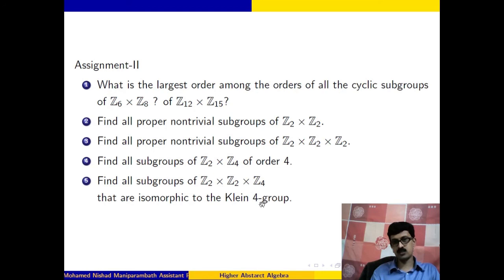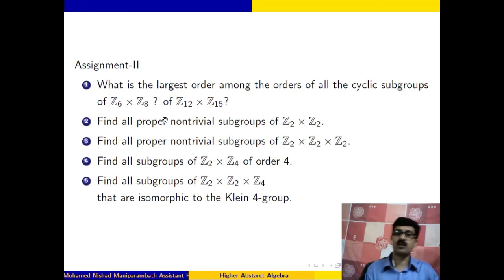The Klein four group is of order 4, but this group is of order 2 times 2 times 4, which is 16 elements, so it is not isomorphic to the Klein four group. But among these groups, there is one group which is isomorphic to the Klein four group.